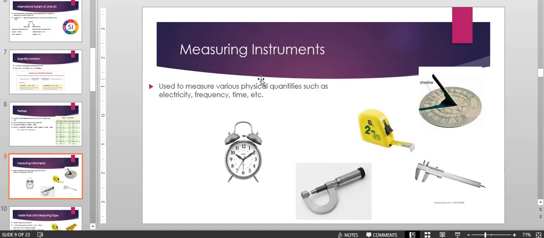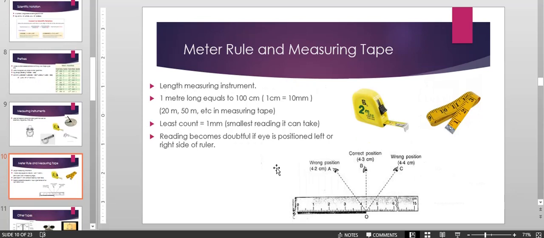So, the measuring instruments are used to measure different physical quantities such as electricity, frequency, time. For example, this is a sundial which was used to measure the time in the past. But nowadays we are using this clock in order to measure the time. So let's discuss some other types of measuring instruments that we use in our daily life.